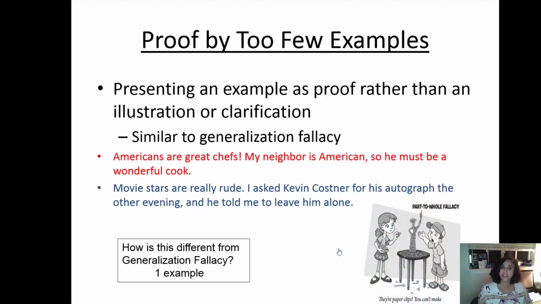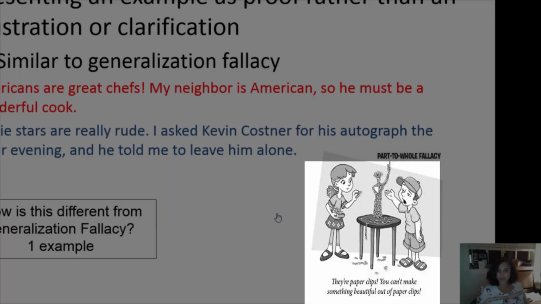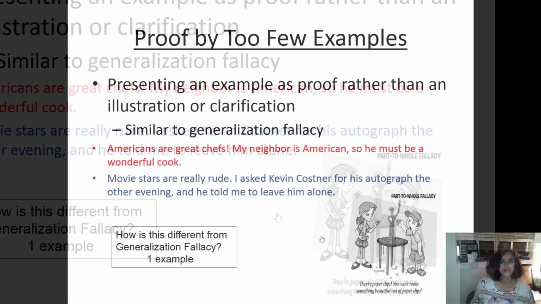Another fallacy is proof by too few examples. That's when you're presenting an example as proof rather than illustration or clarification. If you look down here, they're paper clips. You can't make something beautiful out of paper clips. Well, of course, you see in the picture that the paper clips made a Statue of Liberty.